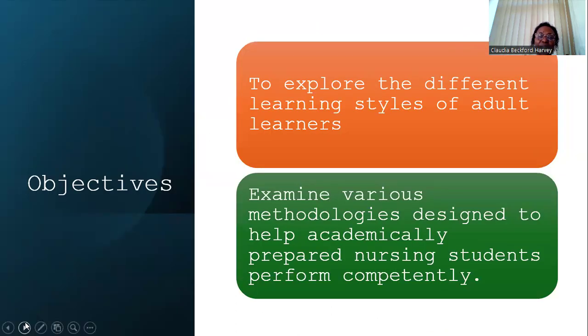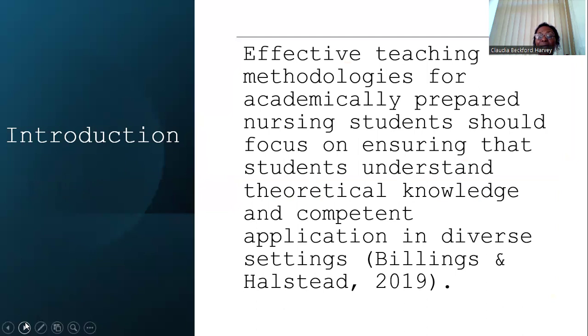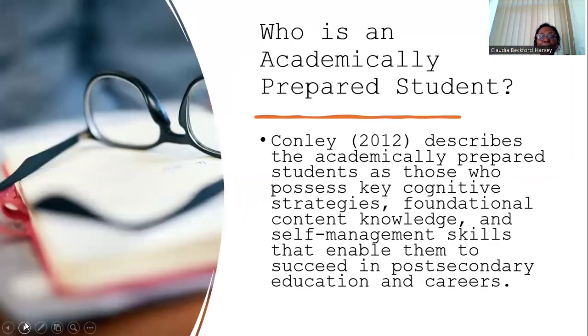So the objectives, we will define some key terminologies. We will also explore the different learning styles of adult learners, and we will examine methodologies designed to help academically prepared nursing students perform competently. So, according to Billings and Halstead, effective teaching methodologies for academically prepared nursing students should focus on ensuring that students understand theoretical knowledge and competent application in diverse settings.